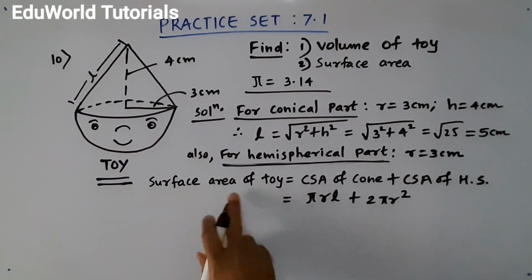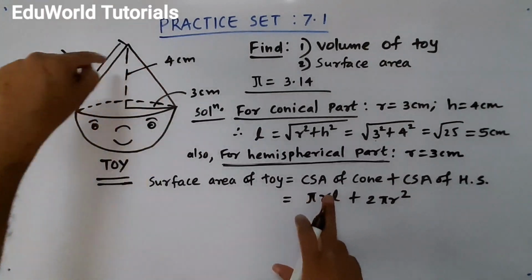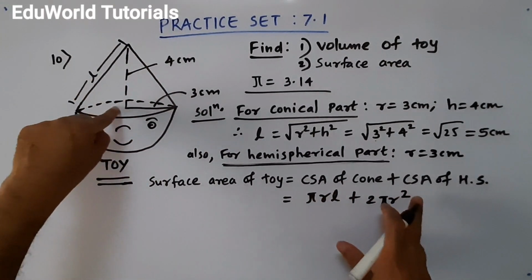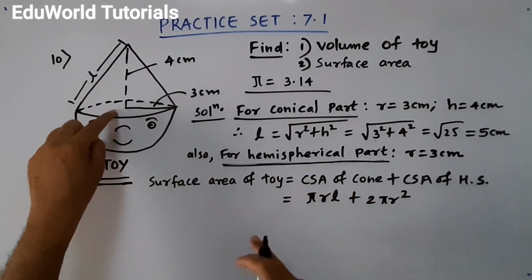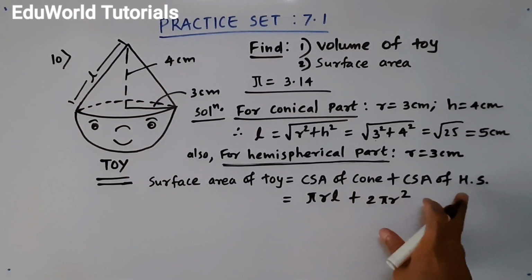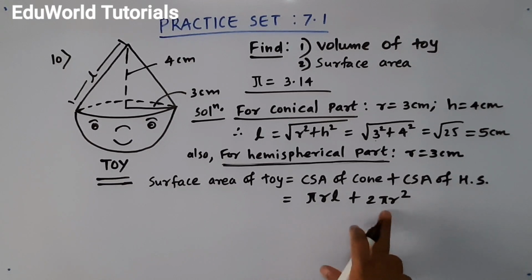So the surface area of the toy is the curved surface area of the cone, the conical part, plus the curved surface area of the hemisphere. They have a common base, they are hidden, overlapping each other, so we are not finding the total surface area, we are finding the curved surface area of the cone as well as of the hemisphere. I have written the formula pi r L plus 2 pi r square.